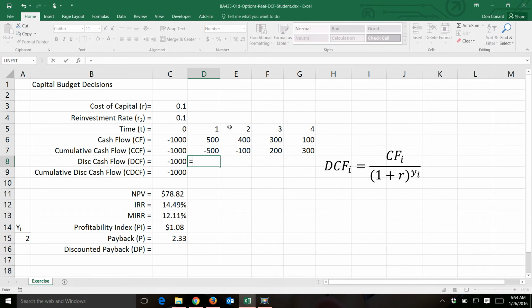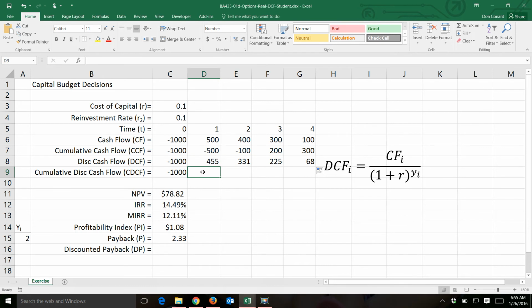Equals the cash flow for the period, move that relative, over 1 plus the cost of capital, or the rate, we'll make that absolute, and we'll raise that value to time, or the period that we're in, in this case period 1. Press enter, 455, we just copy that across, we put it in correctly, and we get our discounted cash flows.